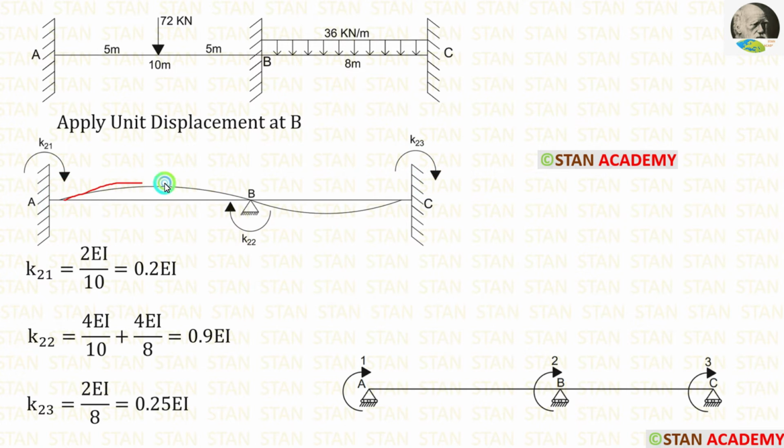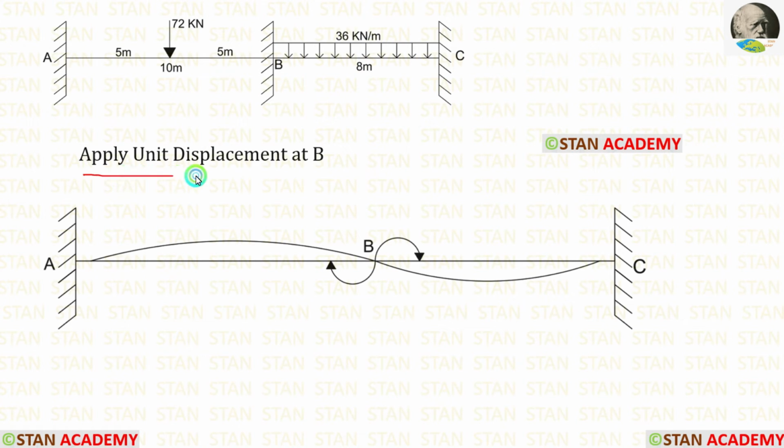Now let us see how to make this slope curve. We are applying unit displacement in the point B. The point B is a joint. It is connecting two spans. So we have to make two curves, one towards the point A and one towards the point C. You can see that I have made two curves. Both of the curves are made in the clockwise direction. The first curve towards the point A and the second curve towards the point C.